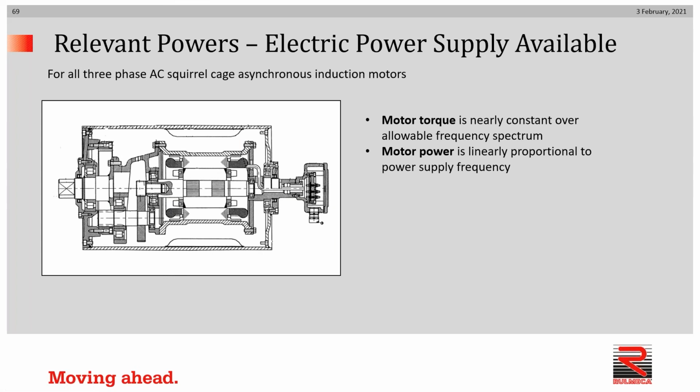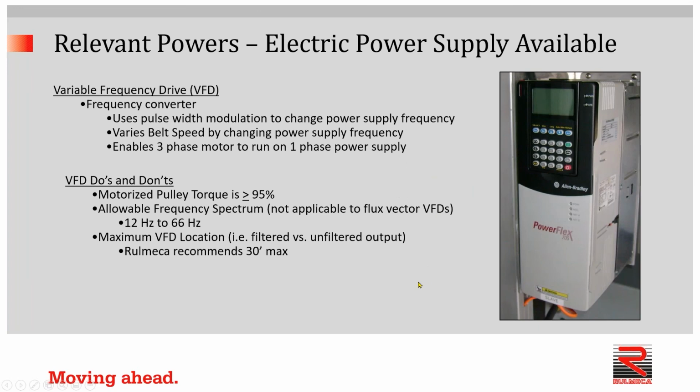Continuing to pull all of this together, I need to point out that in an asynchronous AC squirrel cage induction motor, motor torque is nearly constant over the allowable frequency spectrum. I'll define that in a minute. And motor power is linearly proportional to the power supply frequency. Let's have a look now at a variable frequency drive, take some of the mystery out of it, and then apply it to understanding conveyor drive motors.